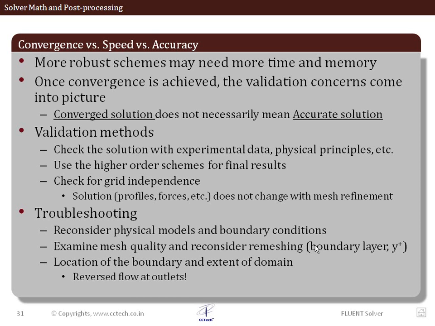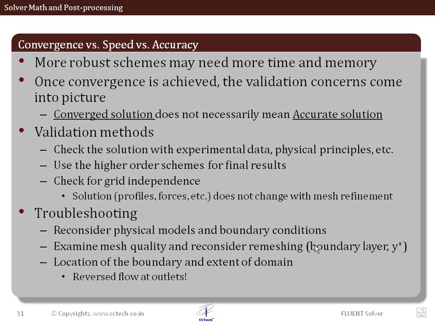These are the three things we are trying to harmonize. The trade-off is between convergence, speed, and accuracy. Usually when we want the solution to be converged, we are looking for a robust scheme, a robust formulation. The solver should not crash. But at the same time, if you're looking too much for robust schemes, we might sacrifice memory and accuracy, and it might need more time as well.